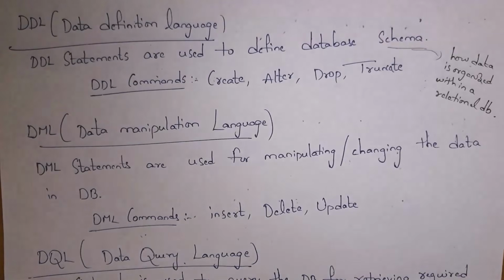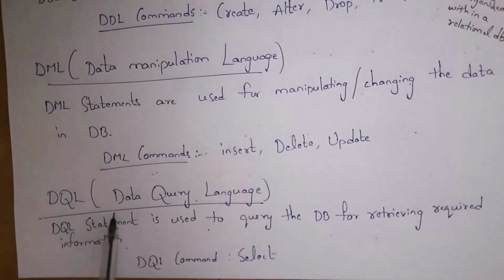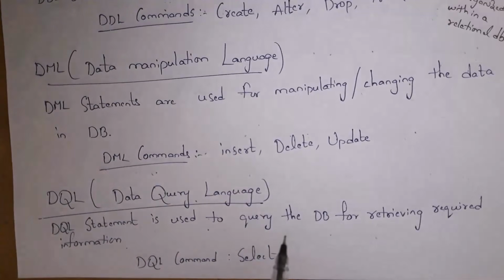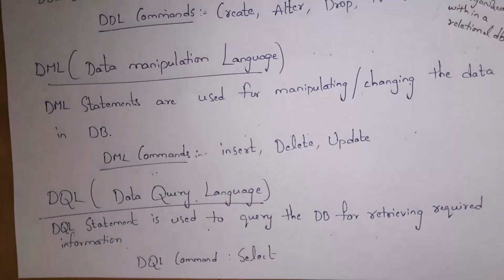And next one is DQL, where DQL stands for Data Query Language. Query is nothing but question. Whatever code that we write by using structured query language, we call that code a query. DQL statement is used to query the database for retrieving required information. For example, if you want to access any information which is present in database, then you can use select command, where this select is a DQL command.